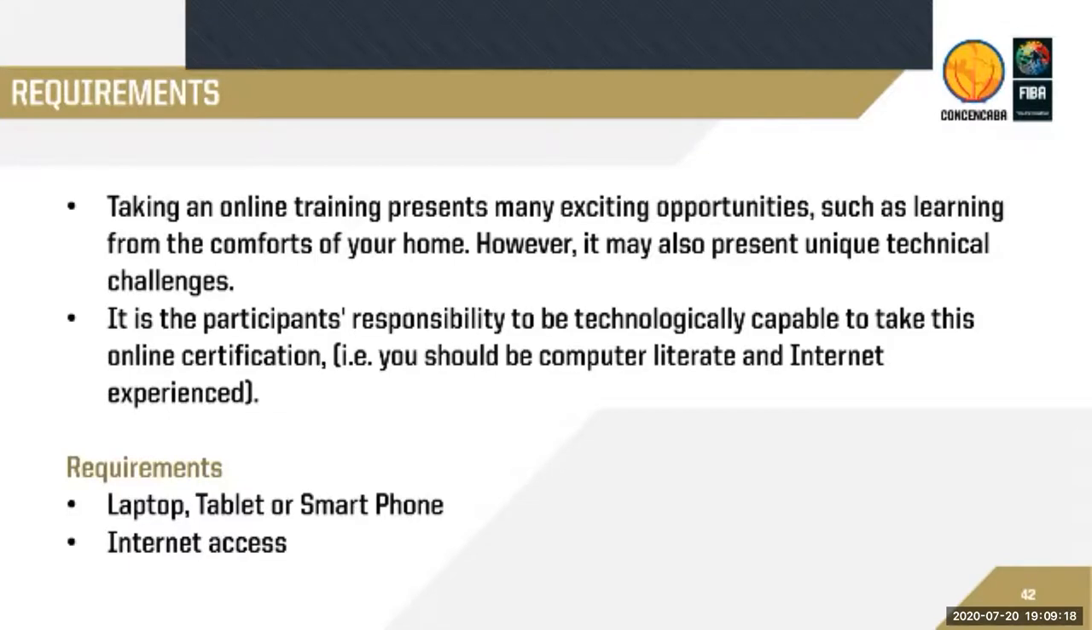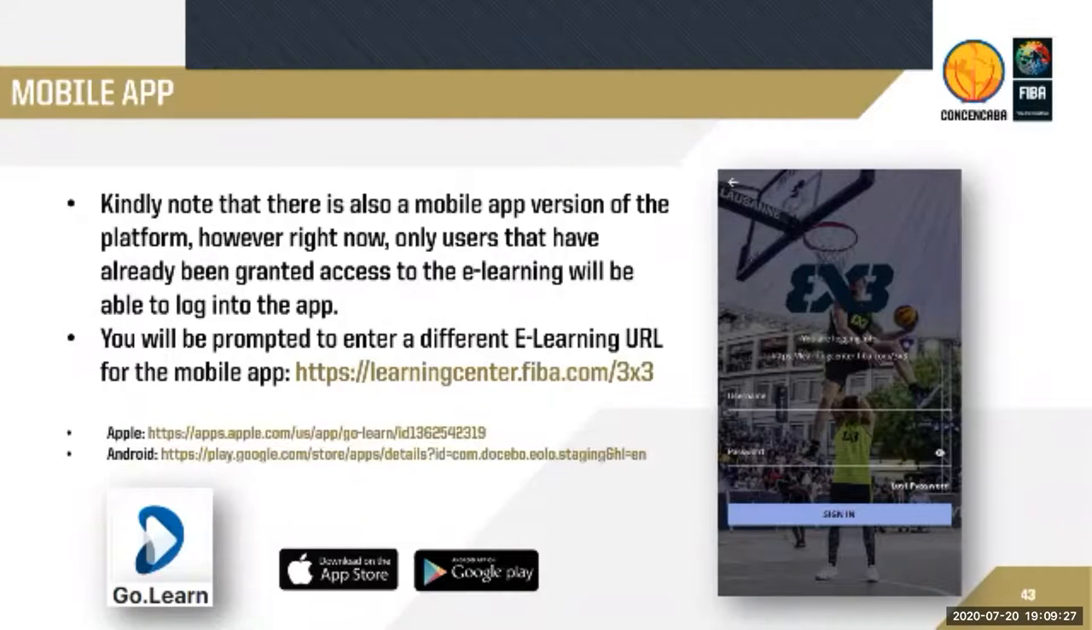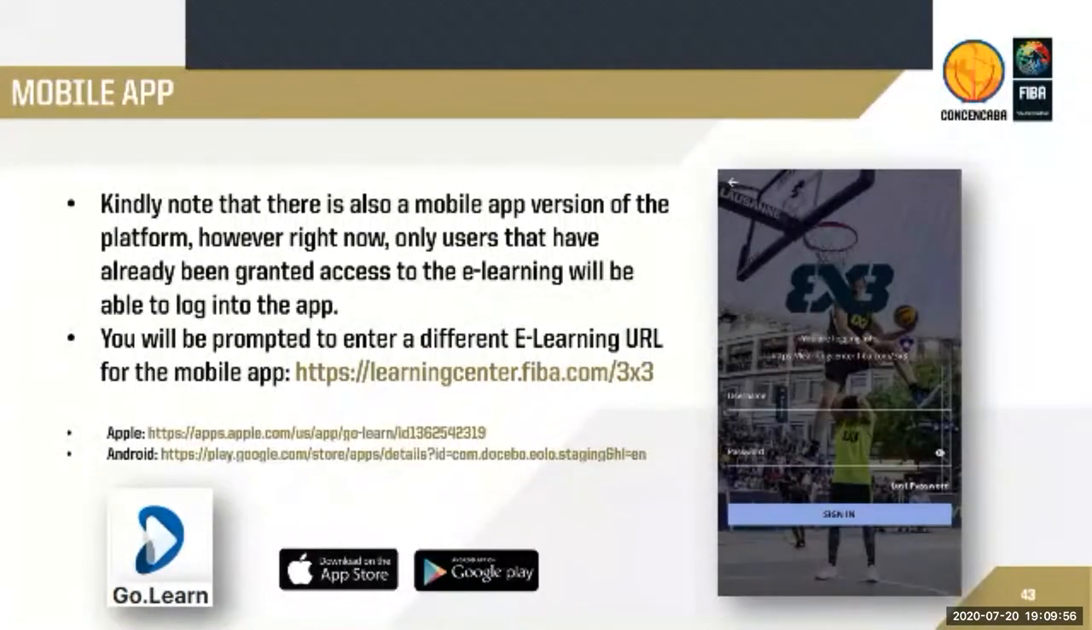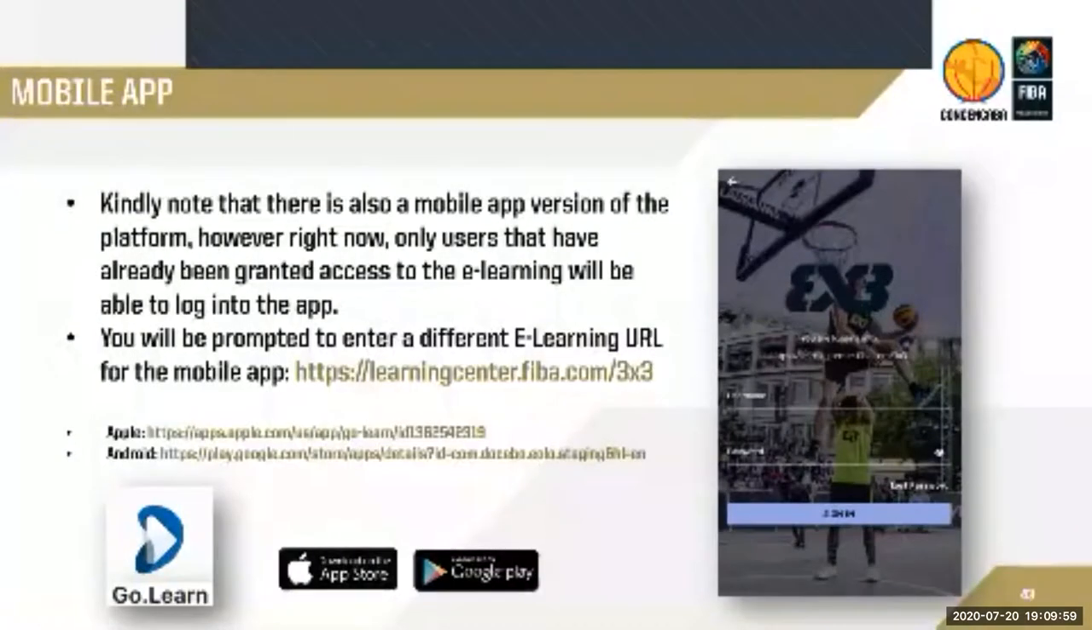What is required? You'll need a laptop, tablet, or a smartphone with internet access to complete this course. We also offer a mobile version through either the Apple Store or Google Play. You can download the Go.Learn app, and you can use the specific URL, which would be learningcenter.fiba.com/3x3, and that will take you into this module. Again, you will need your play credentials to log in, so you can use the mobile app instead of an internet browser for this program.